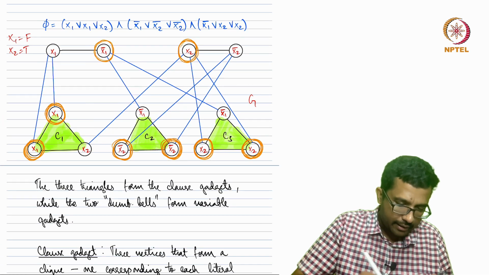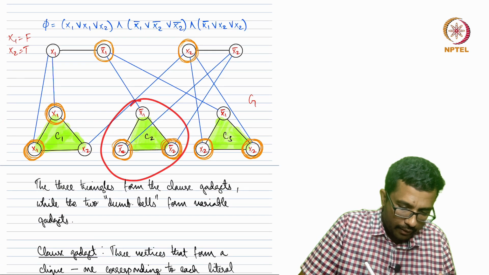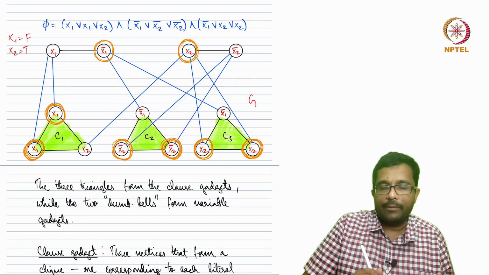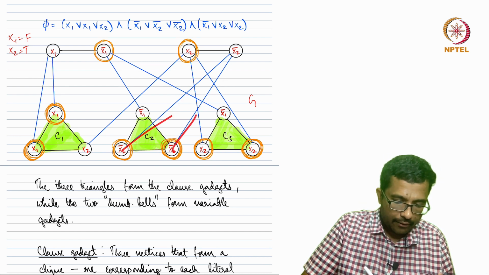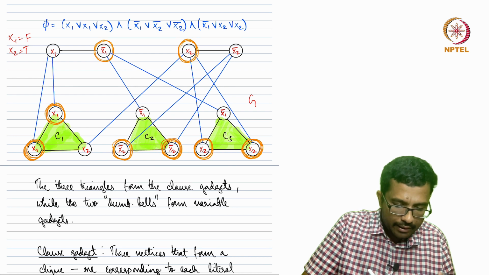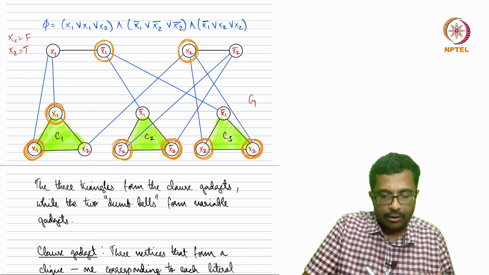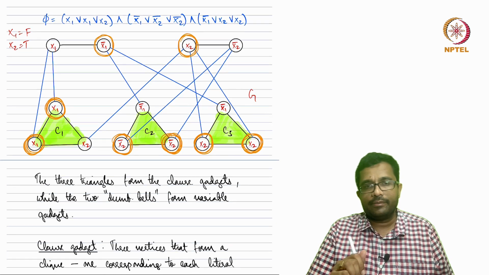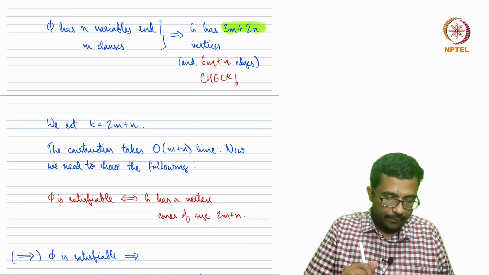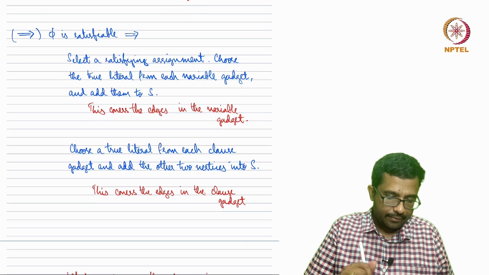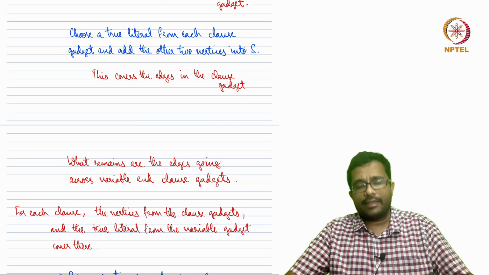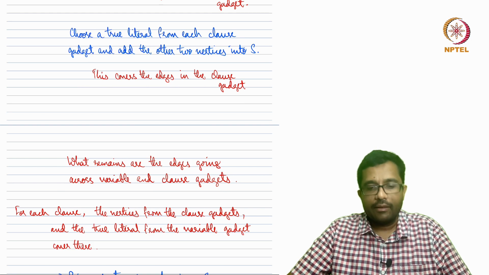So if you look at this clause, there are 3 edges coming out going to the variable gadget. These 2 are anyway covered. What remains is this, and this x1 complement was not picked because it was a true literal, which means the other endpoint must be selected. So that covers all the edges. Hence the selected vertices form a vertex cover.